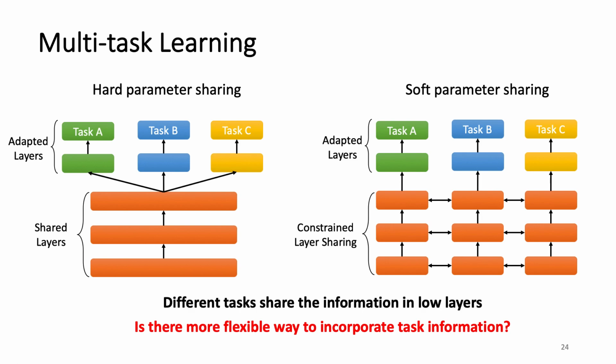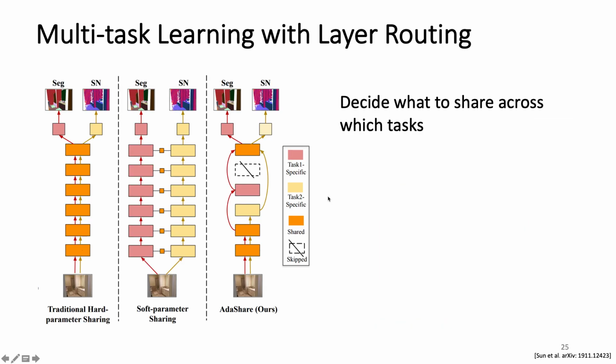Okay, so those are two very straightforward methods, and more recently, there is a method that takes advantage of this to make it even softer. The idea of this method is called layer routing. Some of the layers are shared, as colored in orange, and some of the layers are task specific, like the pink for this task and the yellow for this task. And maybe some of the layers are even skipped. So different from hard sharing or soft sharing, this framework is more flexible.